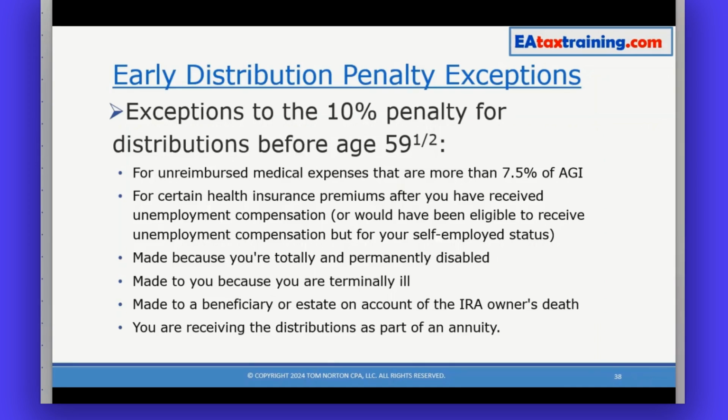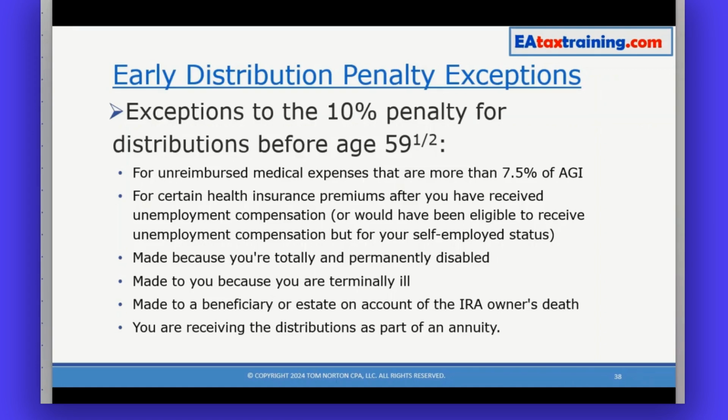If the distribution was made because you're totally and permanently disabled, there is no 10% penalty. If the distribution was made because you are terminally ill, as determined by physicians, then you do not have to pay the 10% penalty. If the distributions are made to a beneficiary or estate on account of the IRA owner's death, then there is no 10% penalty on the distributions. If you are receiving the distributions as part of an annuity, there is no 10% penalty.